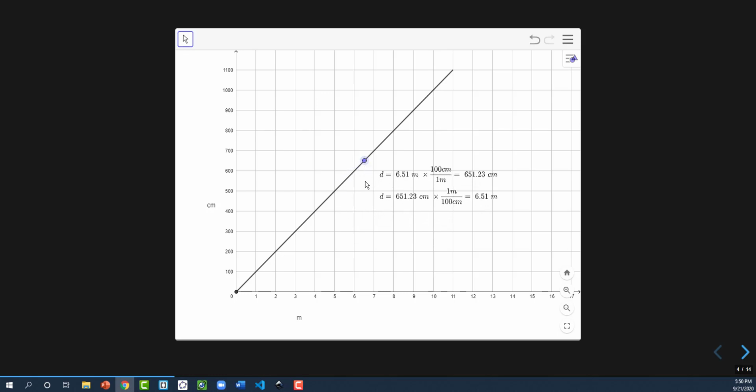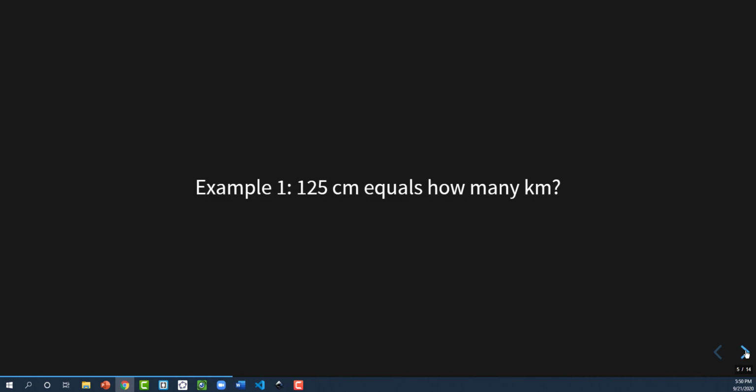That's the kind of thing we're trying to do, but of course with units that are a little bit less familiar to us than centimeters to meters. So let's give it a shot. Let's look at a first example. Here's the question: 125 centimeters, what is that in kilometers? A slightly unusual question because 125 centimeters is not very long, 1¼ meter. How many kilometers is that? It's going to be a very small number of kilometers because a kilometer is a large unit.